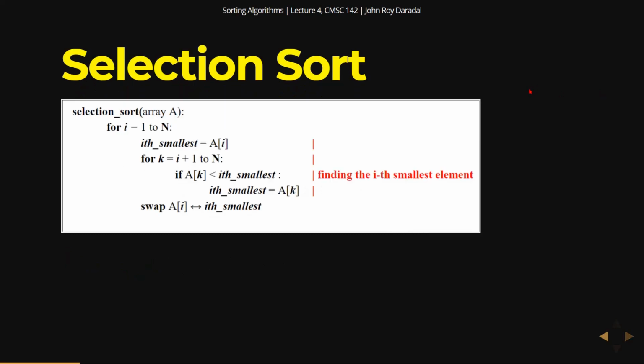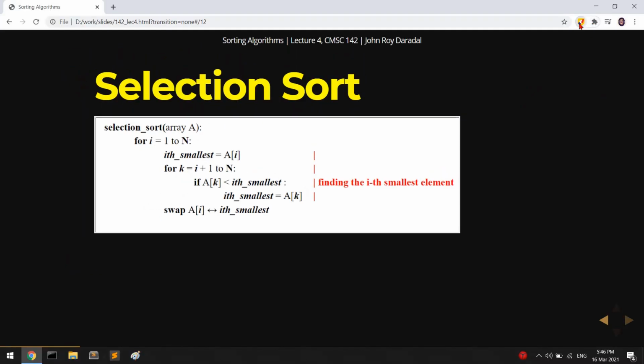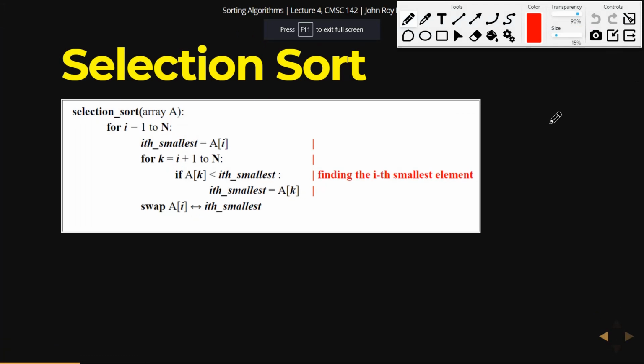Okay. Now, if we have a more detailed pseudocode for the selection sort, we have the following. So for i from 1 to n, the ith smallest is currently a sub i. Okay, and then this loop will try to find the ith smallest element from the rest of the array, so from i plus 1 all the way to n. Okay, and then when you find the smallest, so you keep updating it if it's smaller, right? You swap it with a sub i.